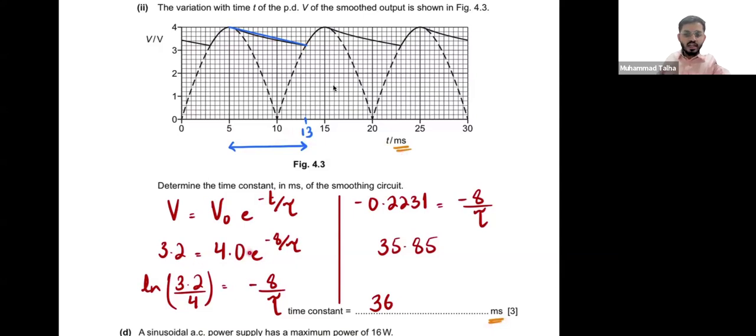And then I just take the ln. So I do 3.2 over 4. To get this down from the exponent, I take ln. So ln e basically becomes 1, and this comes down as the power. So that is minus 8 over tau. Then you just plug this into your calculator and make tau the subject.